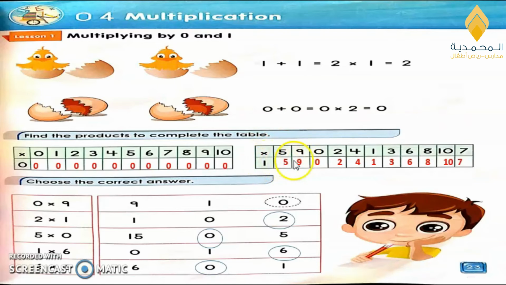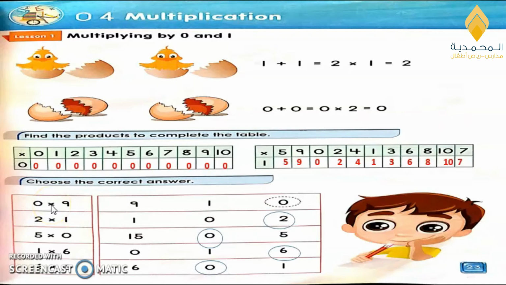9 times 1 is 9. 0 times 1 is 0. 2 times 1 is 2. 4 times 1 is 4. 1 times 1 is 1. 3 times 1 is 3. 6 times 1 is 6. 8 times 1 is 8. 10 times 1 is 10. 7 times 1 is 7. So if I multiply any number with 1, it will give me the same number, as you can see. Look, the same number.